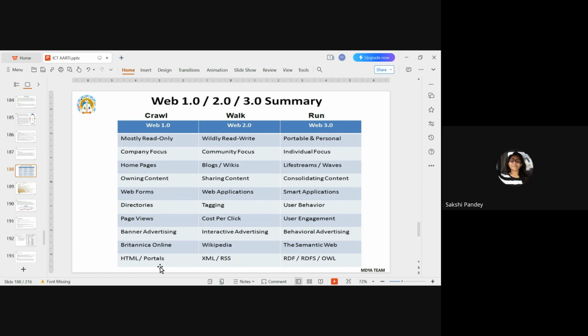Then, ma'am, only artificial intelligence is the example of 3.0? Yes, you can say like that. This is a basic example for you to understand Web 3.0.